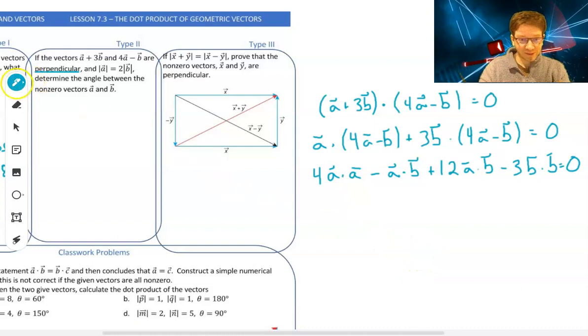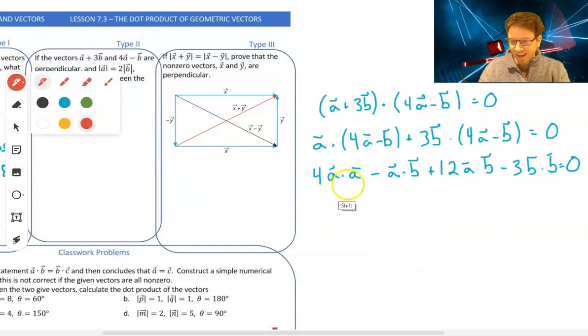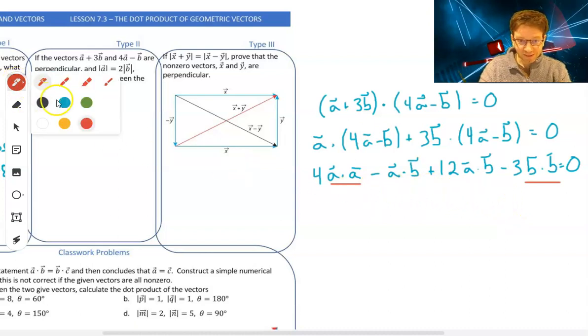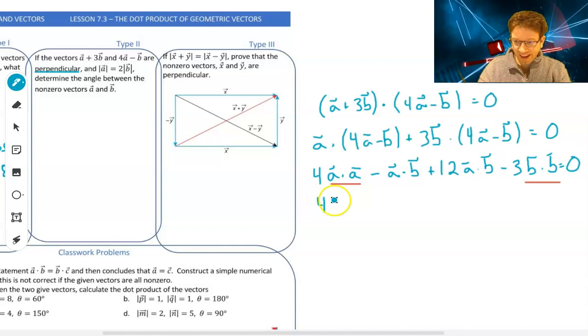Now we have some other properties here we can make use of. Here we have a dot a, and here we have b dot b. Right? Now if you remember, this is the magnitudes property. So what I can do is I can write this as 4. Now a dot a simply equals the magnitude of a squared. And I can simplify this here. Minus a dot b plus 12 will give us plus 11 a dot b. And then this is minus 3. The vector b dot itself is, again, our magnitudes property. So it's the magnitude of b squared.